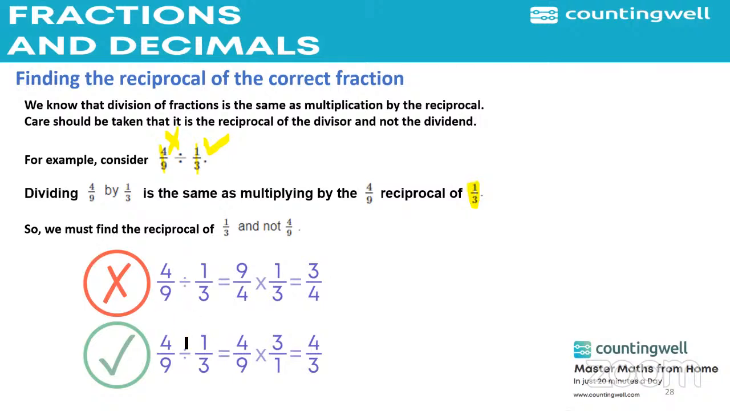So we have 4 by 9 divided by 1 by 3 is equal to 4 by 9 multiplied by 3 by 1, which is equal to 4 by 3. So this is not the correct way of doing this division. Here a student has multiplied by 1 by 3 directly, changing the division sign to multiplication without taking the reciprocal.